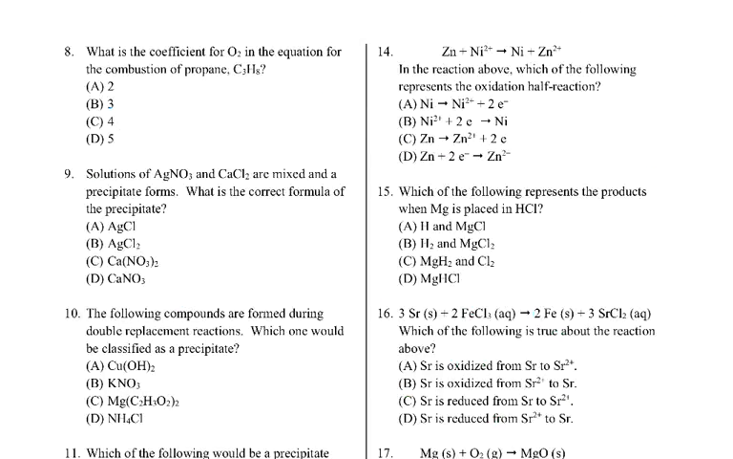Okay, next page. On number 8, what's the coefficient for oxygen for the equation, the combustion of propane? So I've got to write my equation, C3H8. Got to mix it with oxygen. It's going to turn into CO2 and H2O. And I can see I have 3 carbons, so I'm going to get 3 CO2s, 8 hydrogens, 4 H2Os.